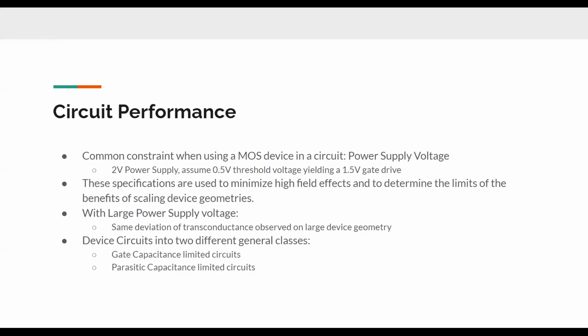Next, we'll be looking at circuit performance. A common constraint when using a MOS device in a circuit is the power supply voltage. In our model, we'll be using a 2-volt power supply, assuming a 0.5 threshold voltage, yielding a 1.5 volt gate drive.